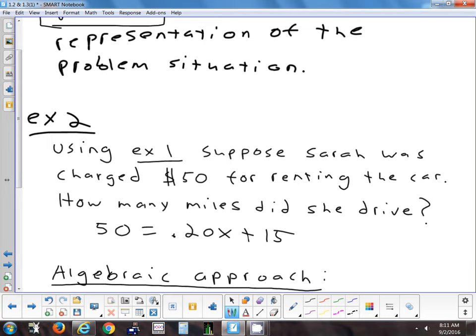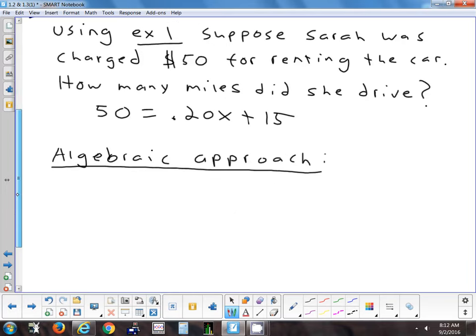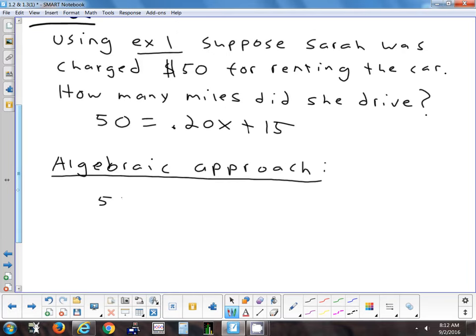And this one we're going to solve 2 different ways. We're going to do it using algebra first, and then we'll try to do it using the graphing calculator. Even using the graphing calculator, there's a couple different ways you can do it. So if I want to do an algebraic approach, what would be my first step to solve for x? How about Tom?